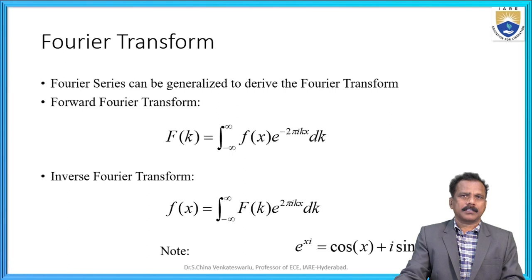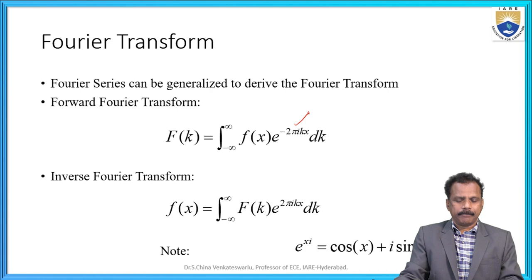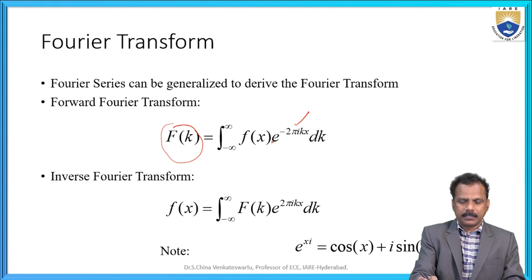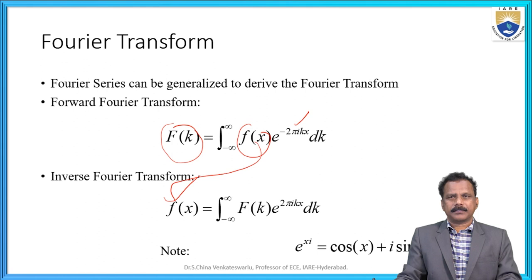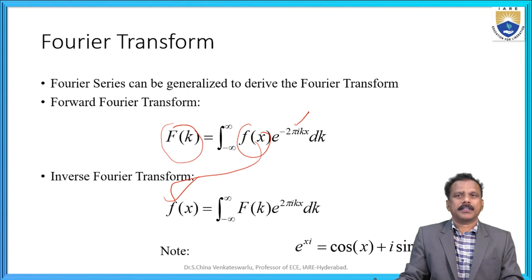The forward Fourier transform is given by f(k) equals the integral from minus infinity to plus infinity of f(x) e^(-2πikx) dx. Next, the inverse of the Fourier transform is given by f(x) equals the integral from minus infinity to plus infinity of f(k) e^(+2πikx) dk.